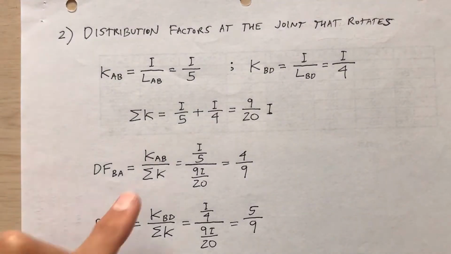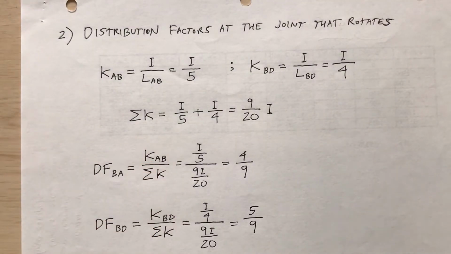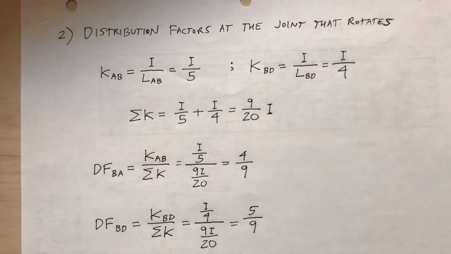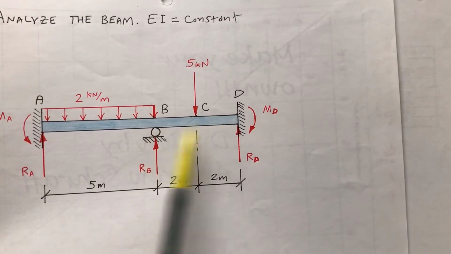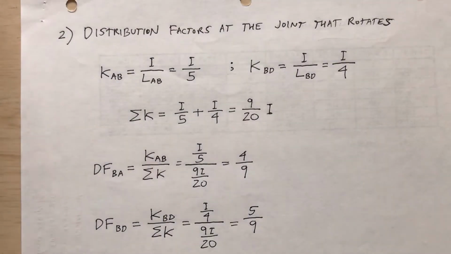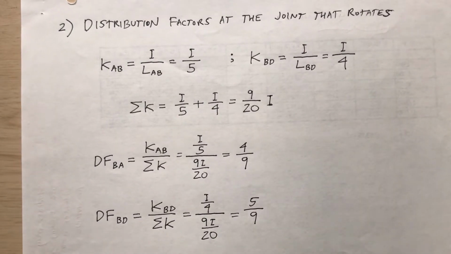That'd be K sub AB divided by the summation of the Ks. That'd be 4/9, or as a decimal, 0.4 with a repeater bar above the 4. And then the distribution factor from B to D: that'd be K sub BD divided by sigma K. So that's 1/4 divided by 9/20. Obviously the I's cancel, so that's 5/9. How does that look?